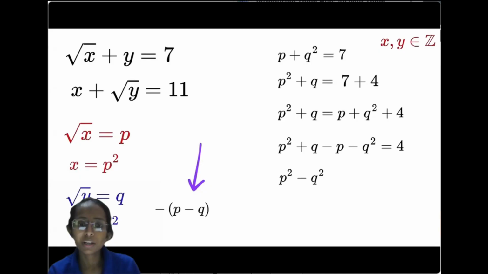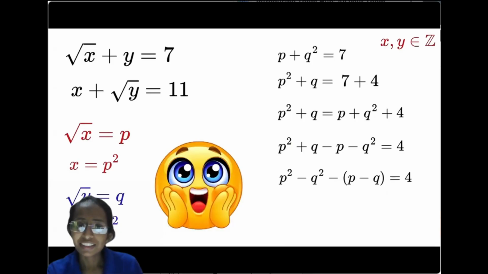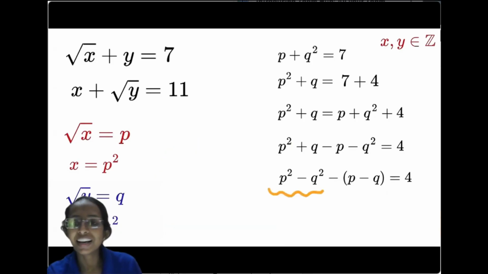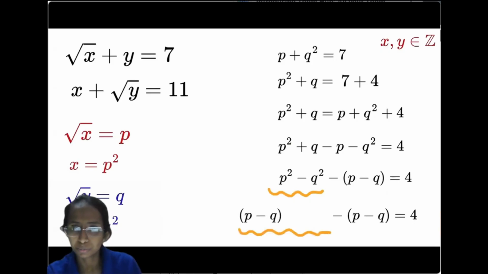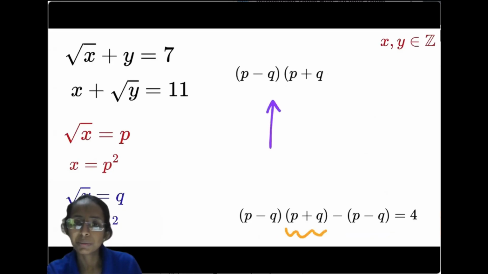p² − q² is (p + q)(p − q). And we can take a negative sign common from q − p, and substitute it as −(p − q). Yes, p² − q² is an identity over here, so we put it as (p − q)(p + q). Now we see that we have (p − q) common, so we can take (p − q) common from the two terms. So (p − q)(p + q − 1) = 4.